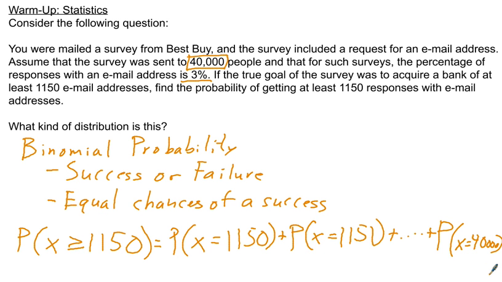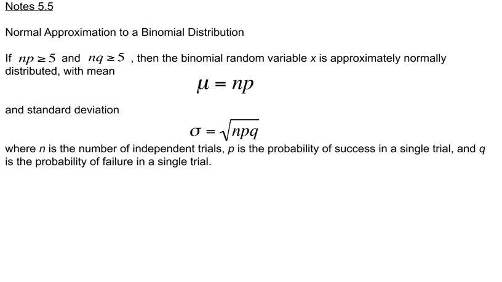So today our notes are going to look at using the normal distribution to approximate a binomial probability problem. Right? So a key thing here is n times p in our binomial distribution and n times q have to both be greater than or equal to 5.